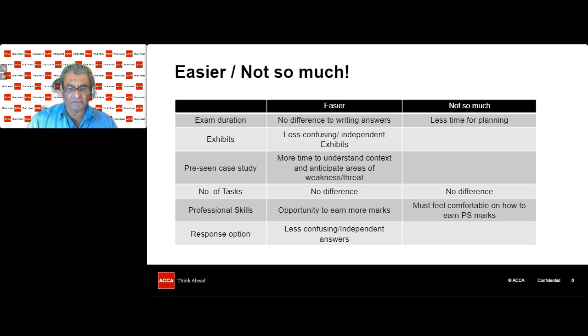Things that aren't so easy. Well, there's less time for planning. Yeah, because we've only got about 15 minutes for planning in the new structure, and that's actually tough. But there is a way around it, and you'll find out more on that on Monday, so I hope you attend. Number of tasks, no difference, and you must feel comfortable in how to earn professional skills marks. I think we've talked about that.